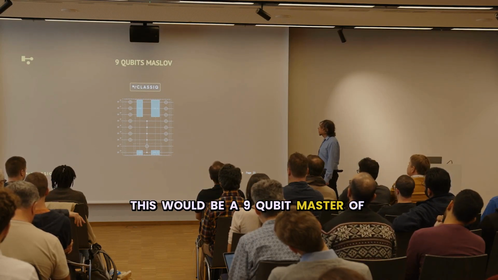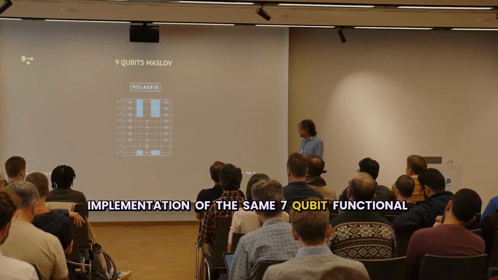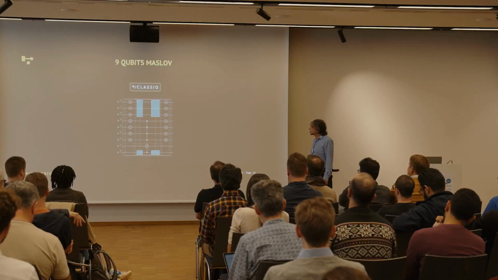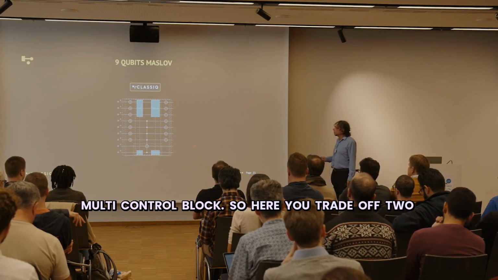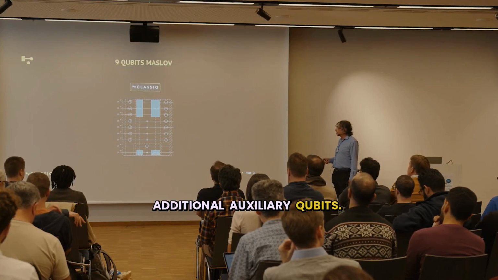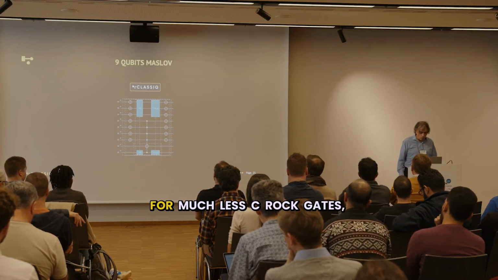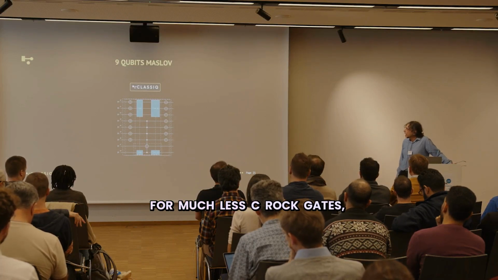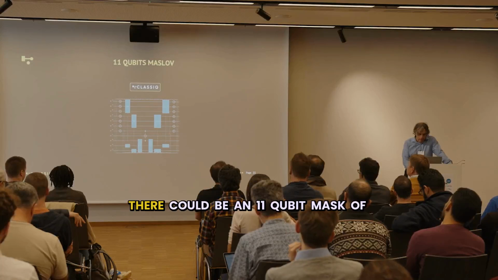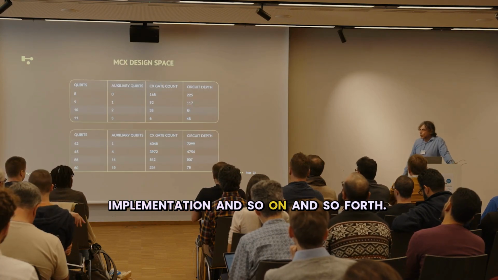This would be a 9-qubit master implementation of the same 7-qubit functional multi-control block. So here you trade off 2 additional auxiliary qubits if you have them for much less CNOT gates. There could be an 11-qubit master implementation, and so on and so forth.